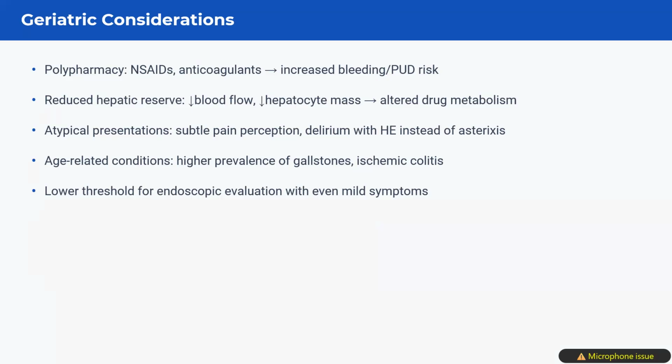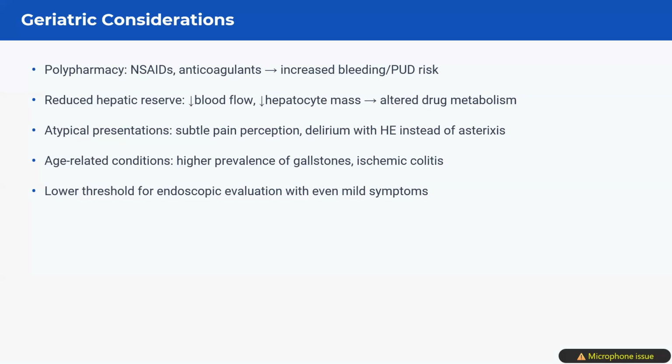So, some atypical presentations. Pain perception is blunted with age, so they can mask abdominal catastrophes for a long time. A perforated ulcer may present as mild discomfort in an older person. Hepatic encephalopathy may manifest as delirium rather than the classic asterixis and wrist flapping. So, you always have to interpret confusion in the elderly as a systemic signal rather than just psychiatric in nature.